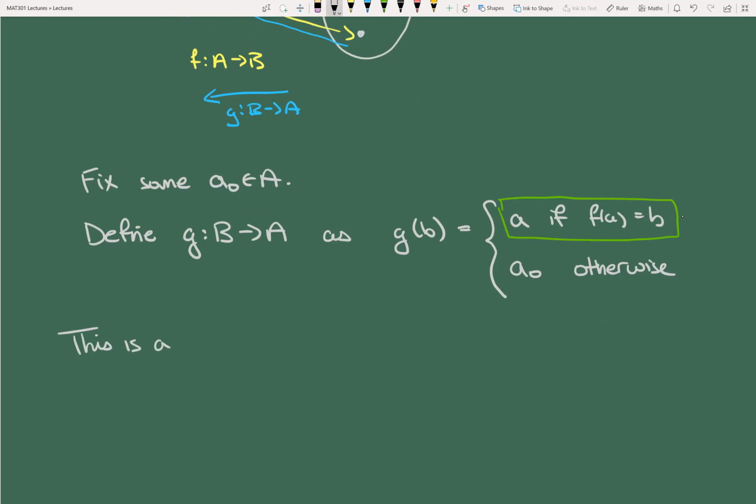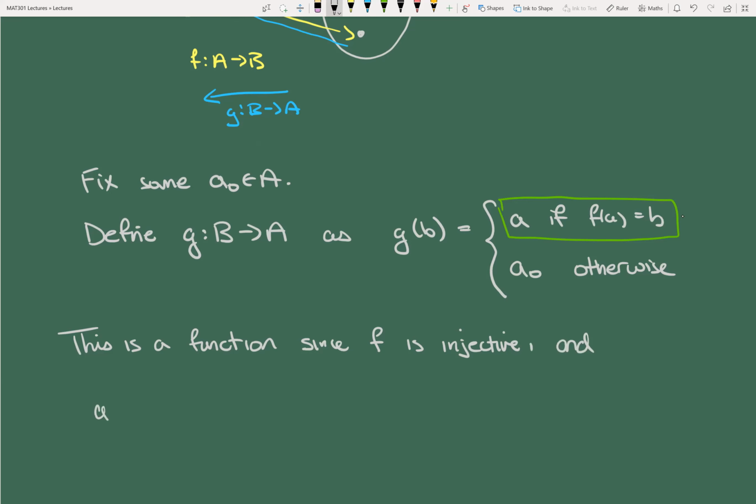This is a function since F is injective, right? Basically, if F is not injective, that green box is not guaranteed to define you a function, because G of B could now be multiple things, right? If there are multiple things which map to B, you don't know what thing to send it back to. And so you'd send it back to multiple things. So you need injectivity for that green block that I've highlighted to actually make sense. This is a function since F is injective.